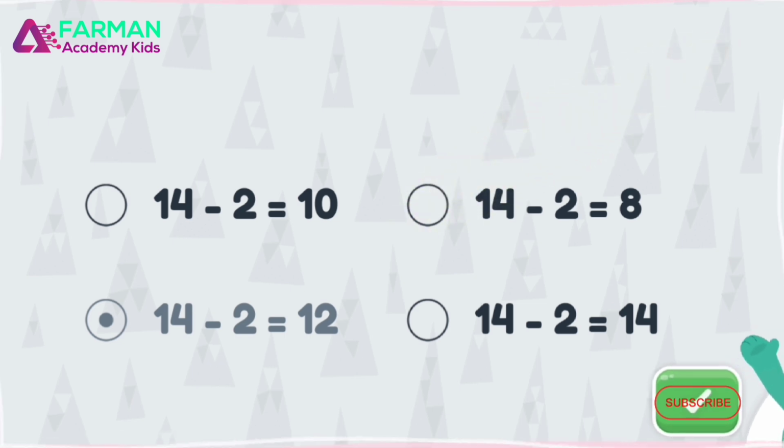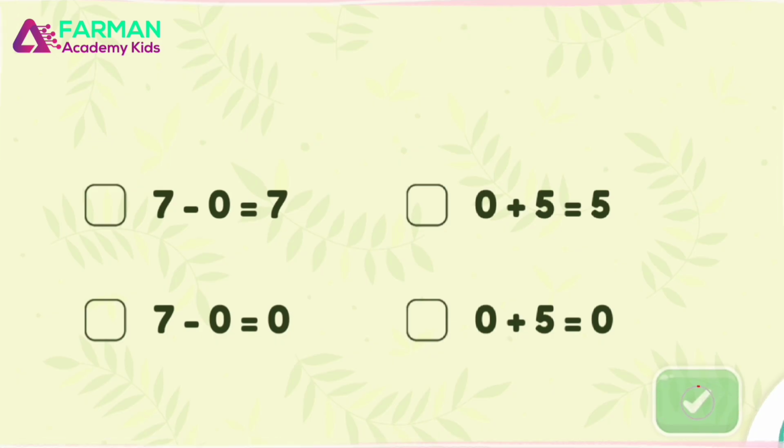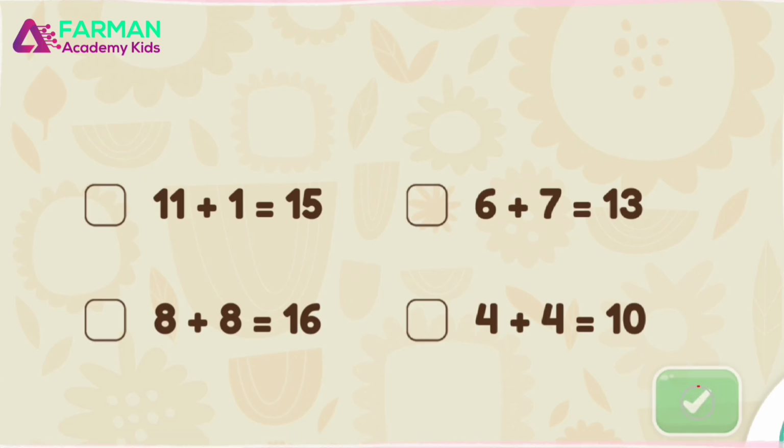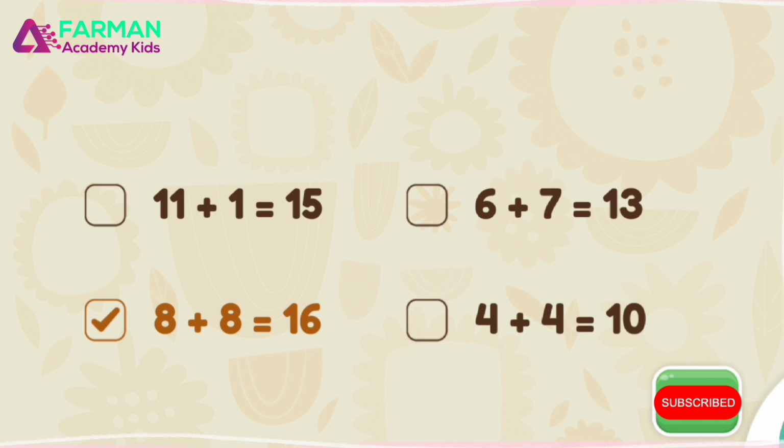Great! 14 minus 2 is 12. Find the two equations that are true. Good job! 0 plus 5 is 5. 7 minus 0 is 7. Find the two equations that are true.